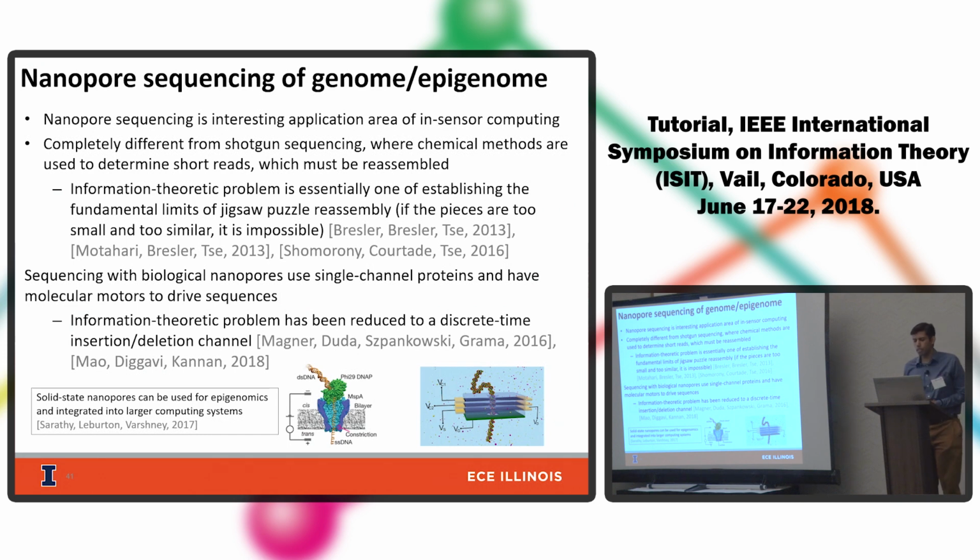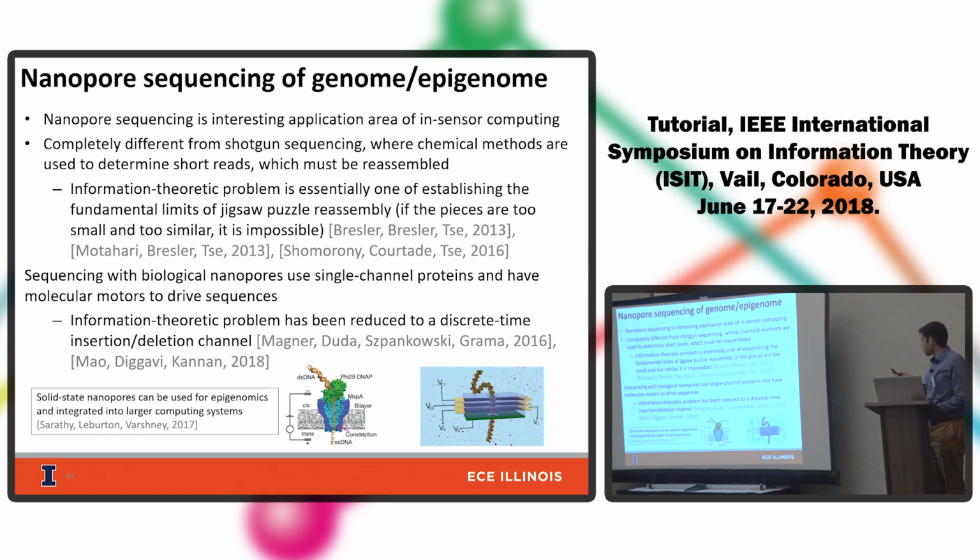But the way nanopore sequencing works is you take the full DNA sequence. It can be very long sequences. You take a small hole and you pass it through, and then you try to see how voltages or currents or other things change as you do that. And again, this has been recently analyzed for the case of biological nanopores by Wojciech Szpankowski's group at Purdue, as well as Suhas Diggavi and Sriram Kannan's group in UCLA and Washington.